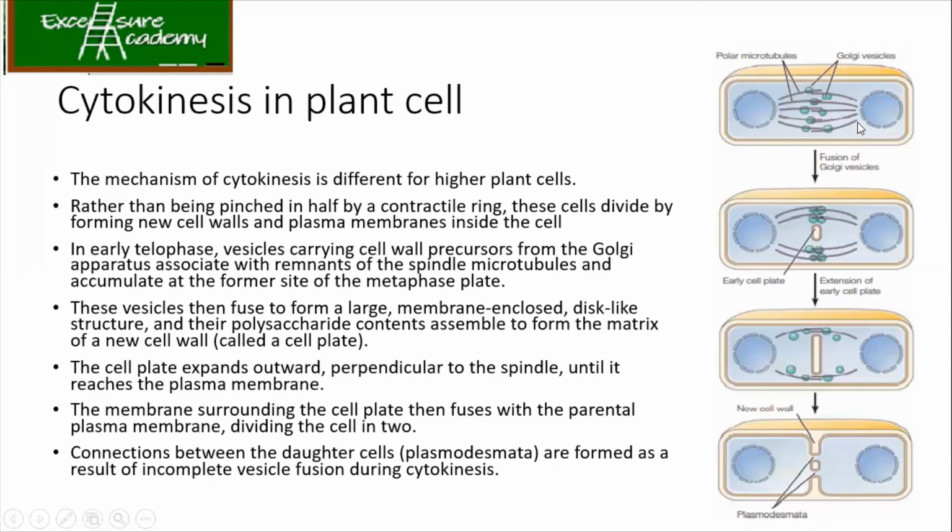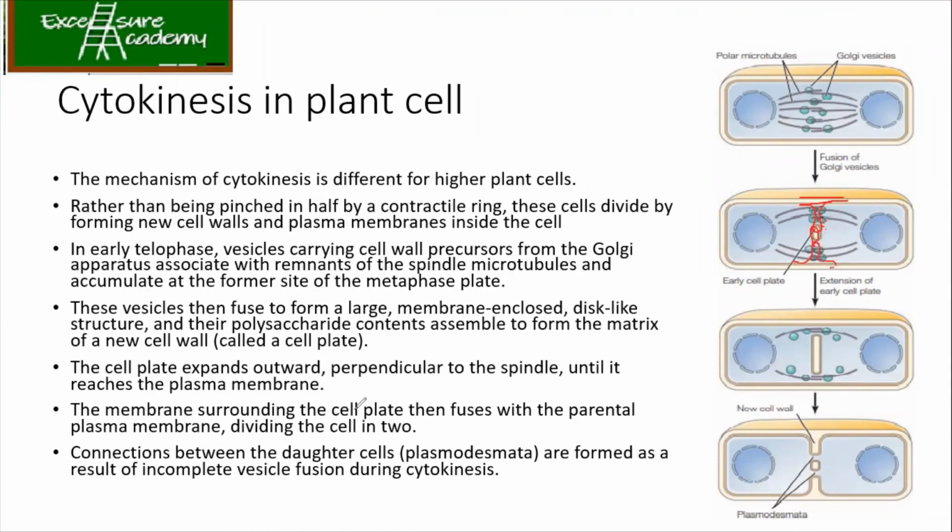So what is happening? The Golgi is coming. Okay. So they start coming to this area where your spindle fibers are present, and then they start helping in the formation of this cell plate. See, as you can see, this is your cell membrane, cell wall is there, right? So this Golgi will start helping in extension of this particular thing. So they will start making it like this.